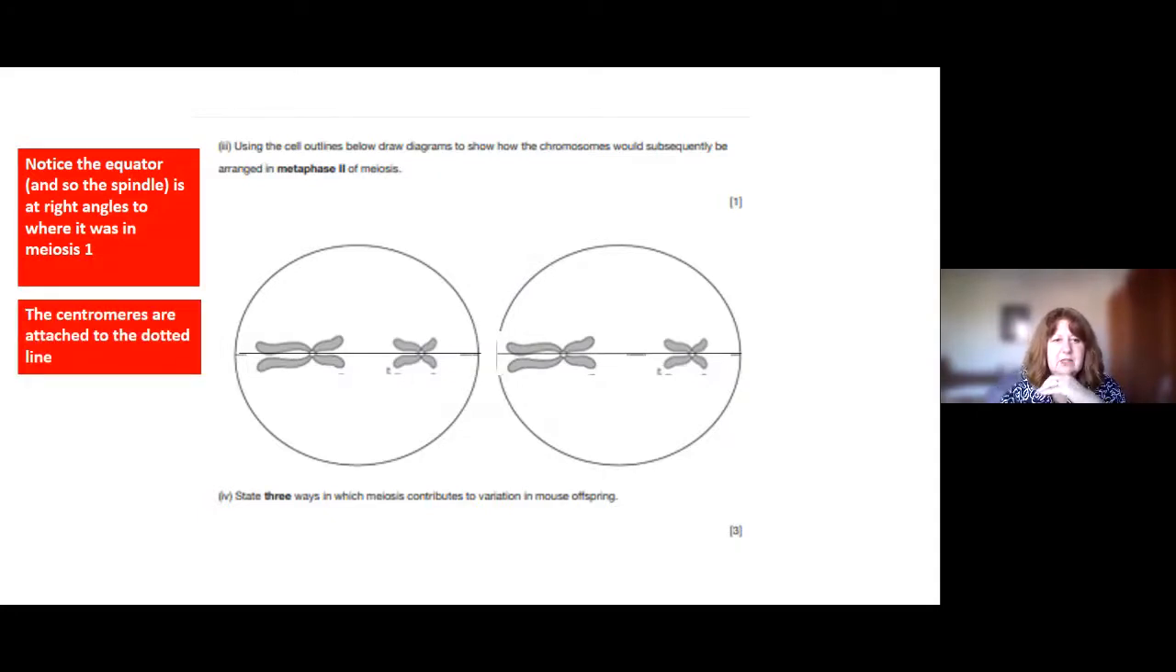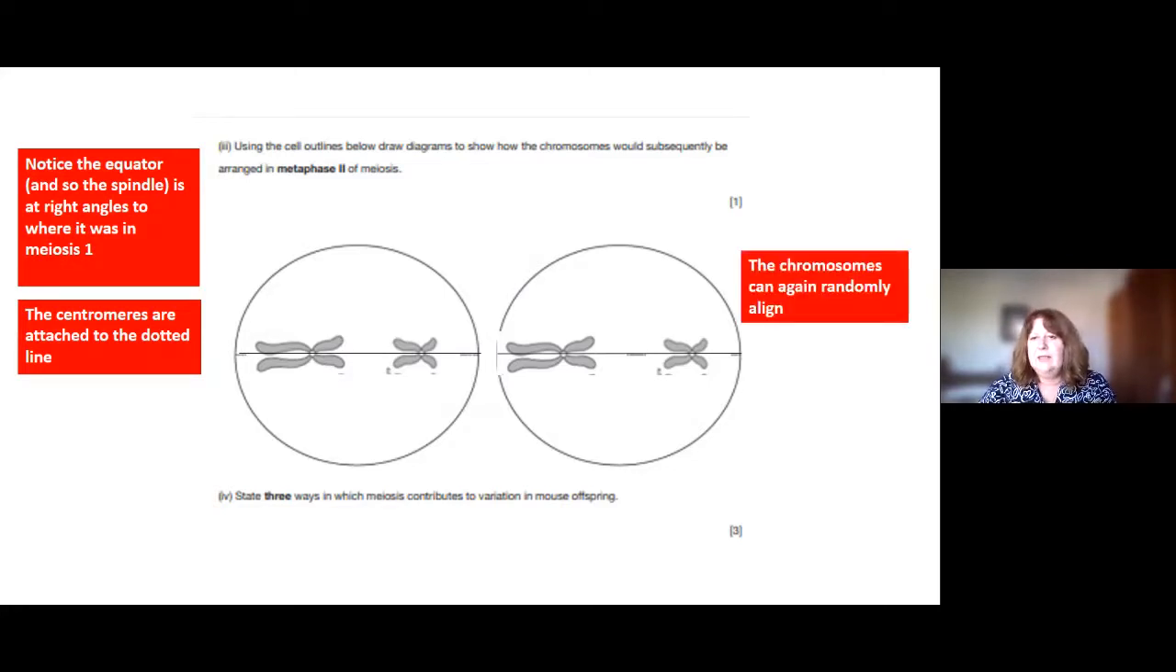So the spindle's at right angles from where it was. The centromeres are attached to the dotted line. That's really important. Your accuracy with things like this matters, it's very easy to think, oh yeah, that chromosome looks just about right. Please be as accurate as you can. The centromeres are attached to the spindle fibres at the equator, so make certain you show it. It's obvious, from you to the person who's marking your work, exactly what you're showing there.